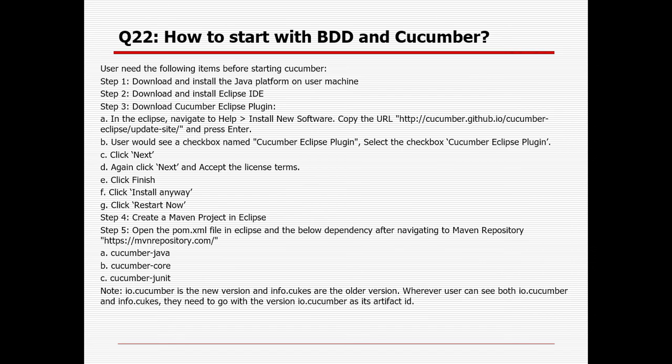So the Cucumber Java, Cucumber Core, and Cucumber JUnit. You need to install them for io.cucumber, because io.cucumber is the new version and info.cuc is the older one. So you cannot use the old one while adding the dependency for all this. However, a user can run both io.cucumber and info.cuc. They need to go with the io.cucumber version as its artifact ID.